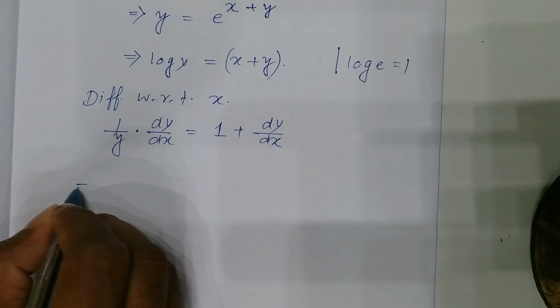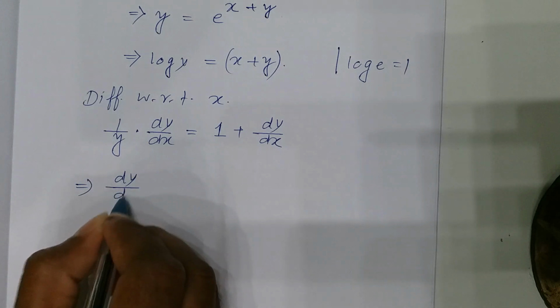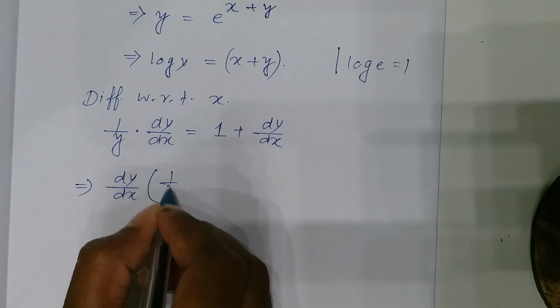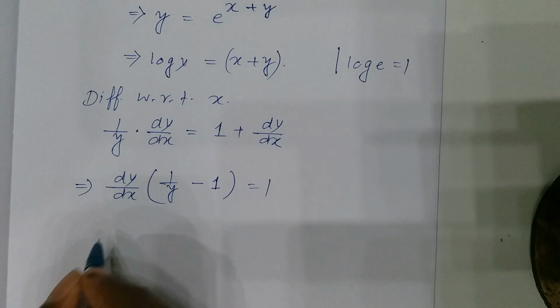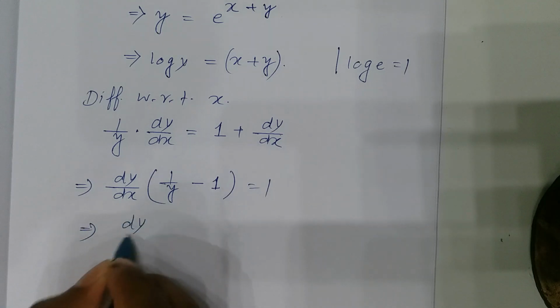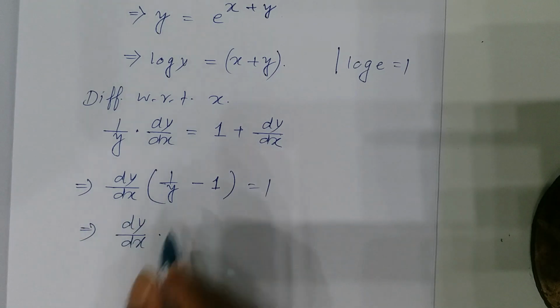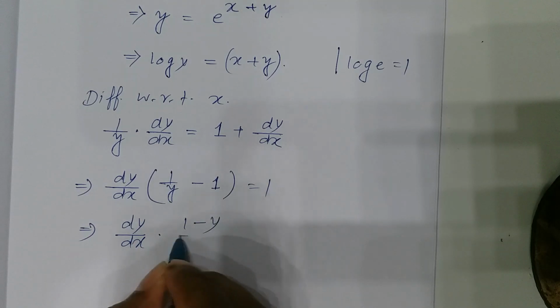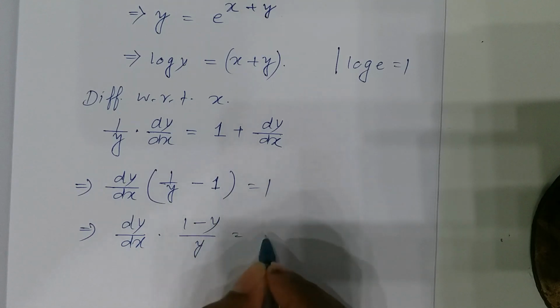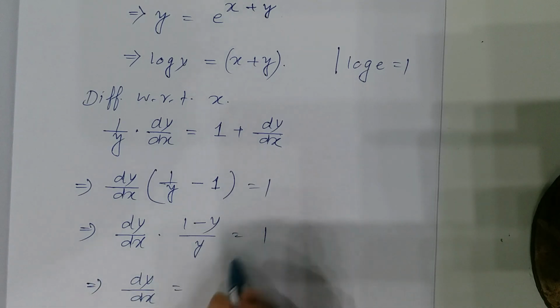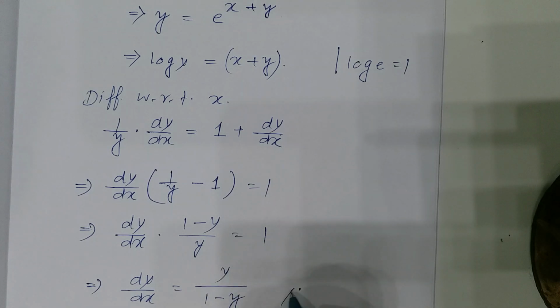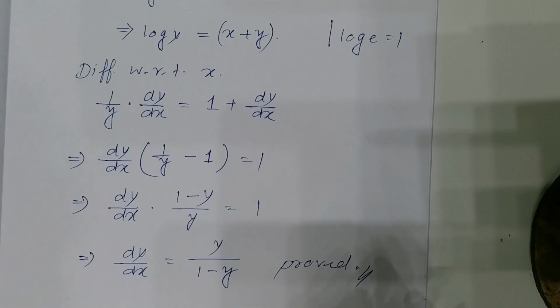Now simple, take dy/dx common, so it remains 1 by y minus 1, equal to the right hand side, which is simply 1. You may take LCM here, so it is actually (1 minus y) divided by y, equal to 1, and so dy/dx is equal to, by taking just the cross product, y by (1 minus y). So that is the proof, you may write proved. That is the solution of the question.